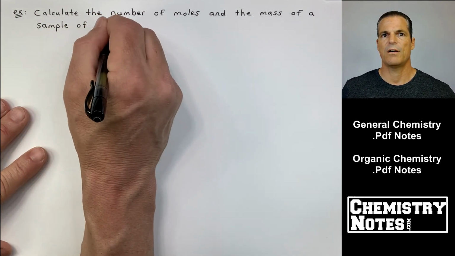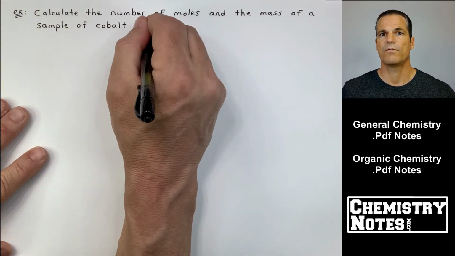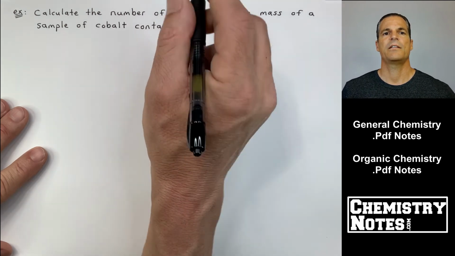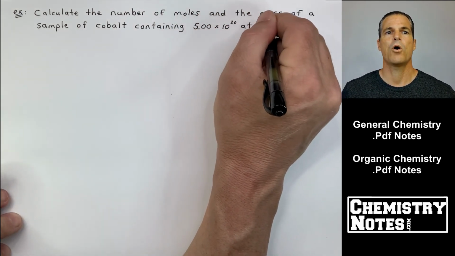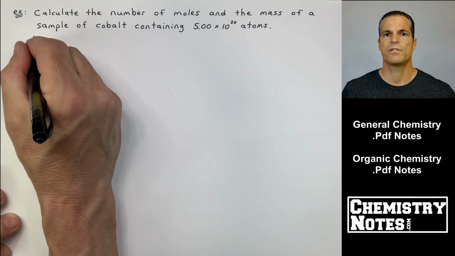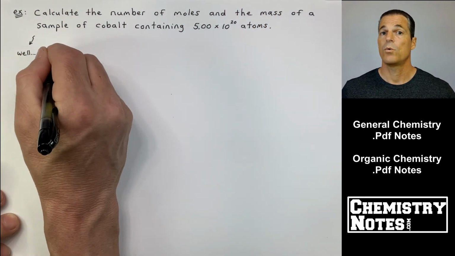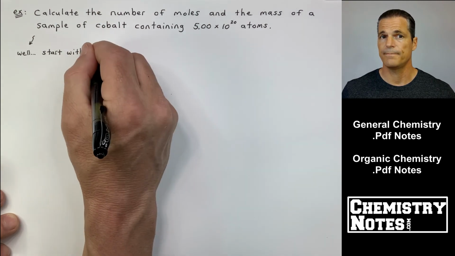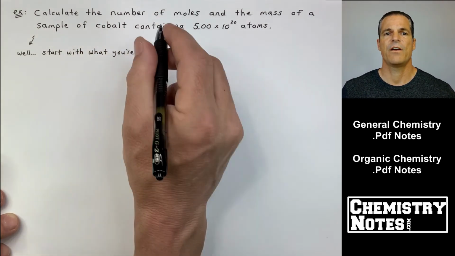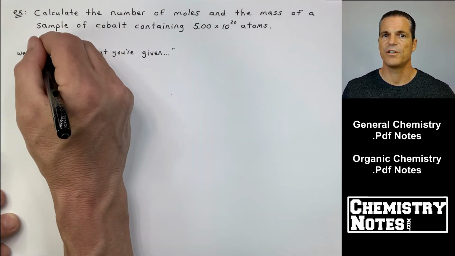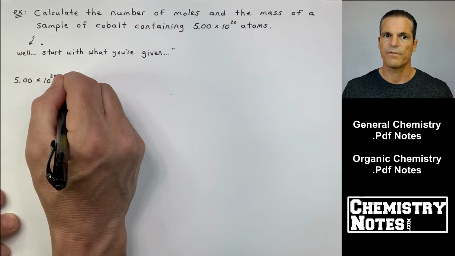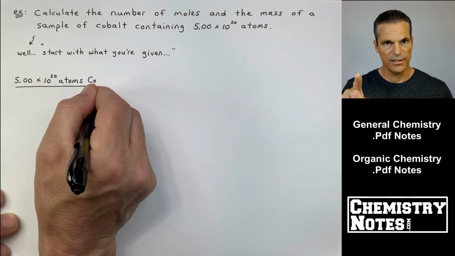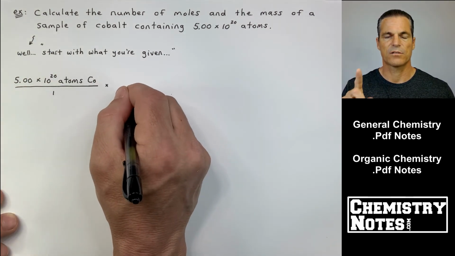Last example of this first video from section 3. Calculate the number of moles and the mass of a sample of cobalt containing 5.00 times 10 to the 20th atoms. Well, we start with what we're given. We'll put it over 1. So my very first term is going to be 5.00 times 10 to the 20 atoms Co. Don't forget to write Co, little o, right? It's not carbon monoxide. It's cobalt.